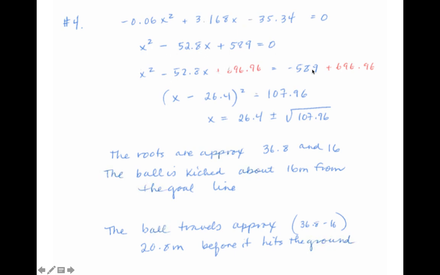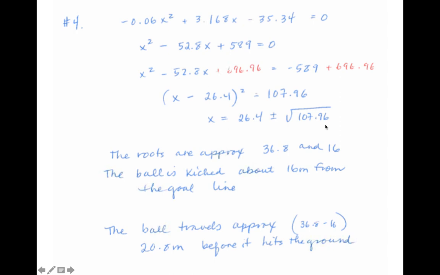Then we moved the 589 over to the other side, divided this by 2 and squared it, which gave us 696.96, which we added to both the left and the right. Then we figured out where it came from: x minus, and we're doing the square root of this to get this number, all squared. Simplified this, and then square root of both sides, and moved our 26.4 over.